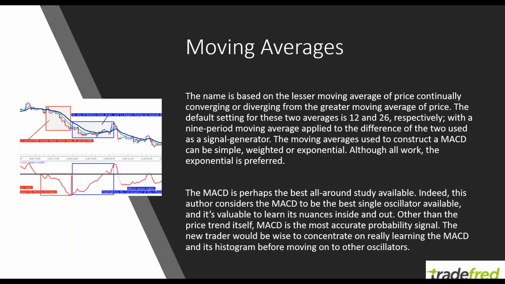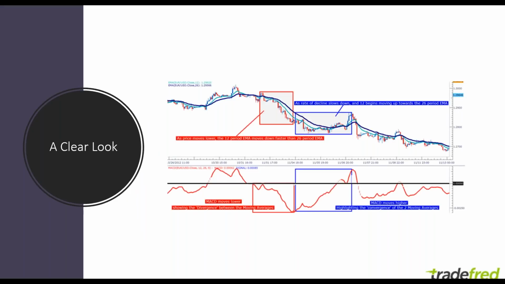Now, MACD is perhaps the best all-around study available. Indeed, I consider the MACD the best single oscillator available, and it's valuable to learn its nuances inside and out. Other than the price trend itself, MACD is the most accurate probability signal. The new trader would be wise to concentrate on really learning the MACD and its histogram before moving on to other oscillators.